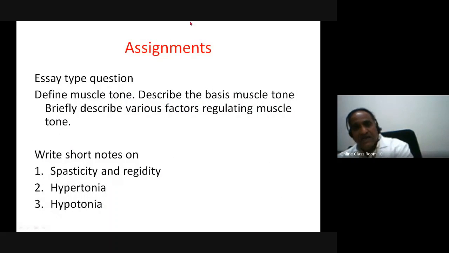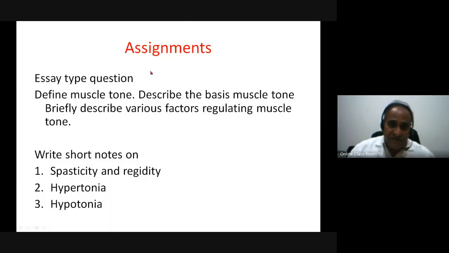Now, the assignments. I have very few things you may want to revise. Define muscle tone, describe the basis of muscle tone, briefly describe various factors regulating muscle tone. Then write short notes on spasticity and rigidity, hypertonia, hypotonia. I have given it. Please do it today. It will be very helpful.